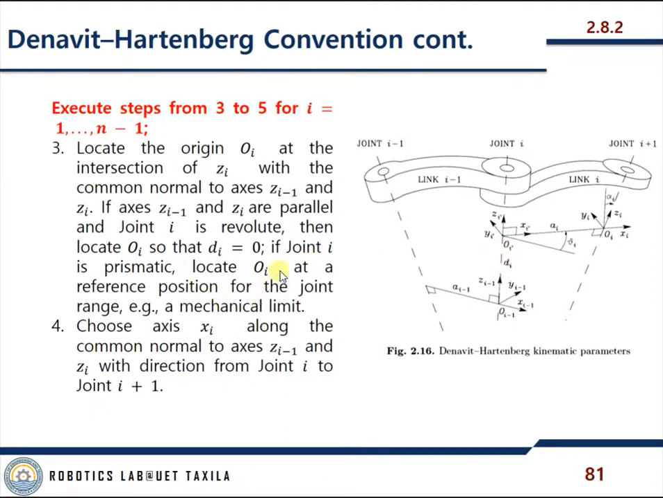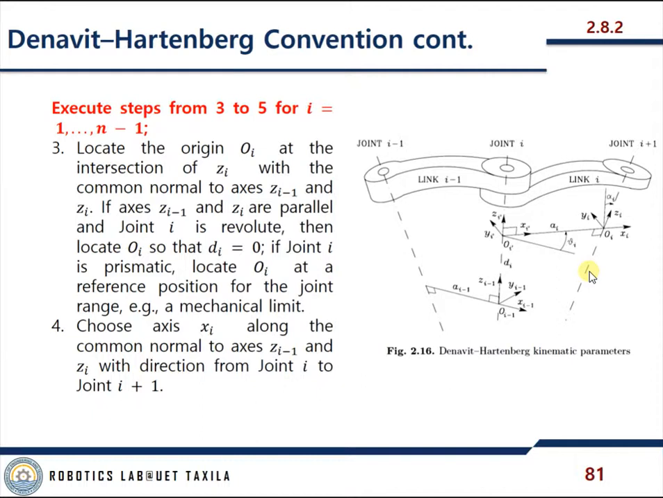If joint i is prismatic, locate Oi at the reference position for the joint frame, that is, the range and mechanical limit. So if joint i is prismatic, which means it may move in this direction, locate Oi at the reference position. For example, if it moves from this position to this position, this one is the maximum limit. So choose this one normal to here. Okay, so this one would be the Oi.